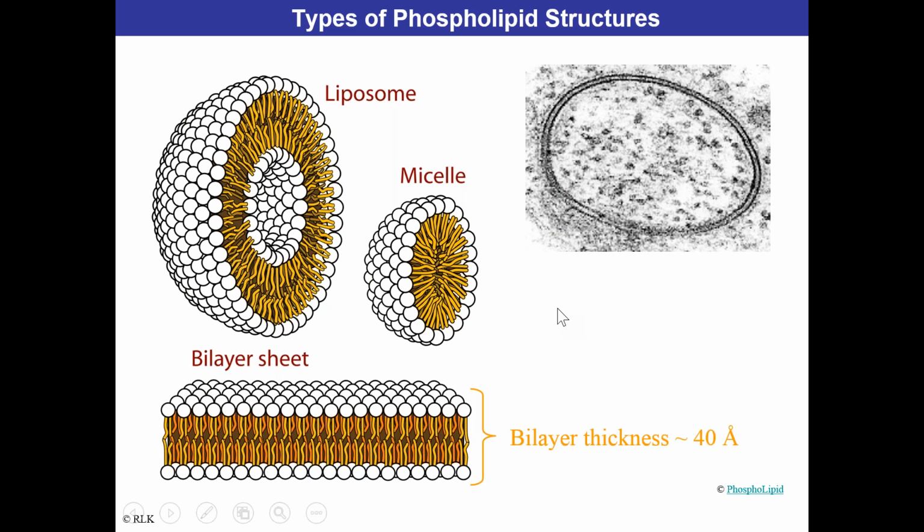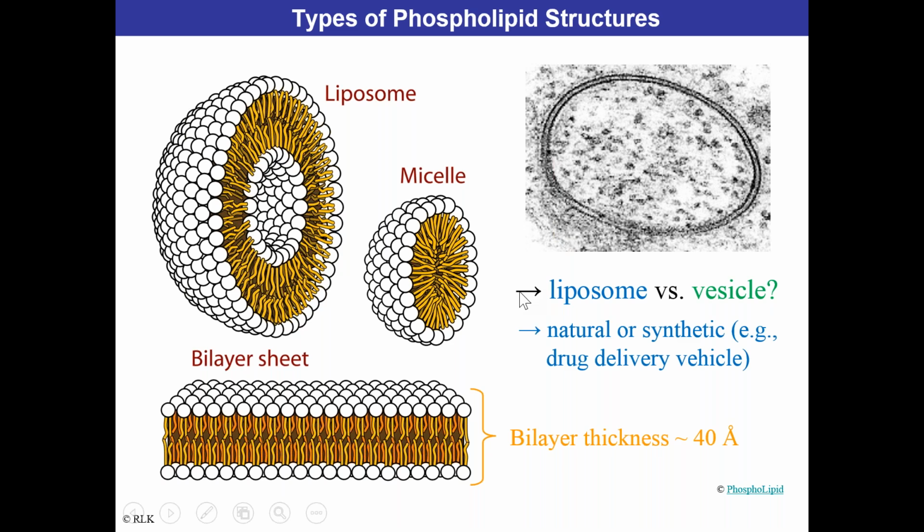So what is this thickness? Well, it ranges on the order of about 40 angstroms in the bilayer sheet. And that will be comparable, could be smaller, could certainly be larger if you're talking about the liposome. So, oftentimes with this shape on the left here, this liposome type of shape, sometimes it's considered a vesicle. And so what would be some of those differences?